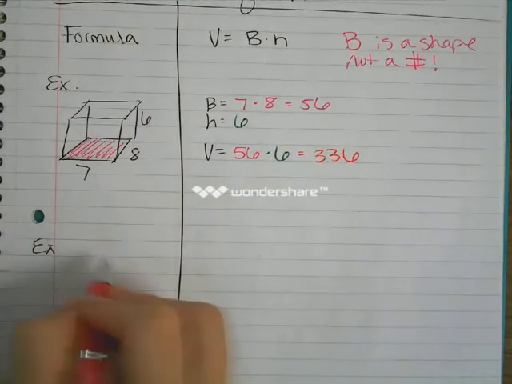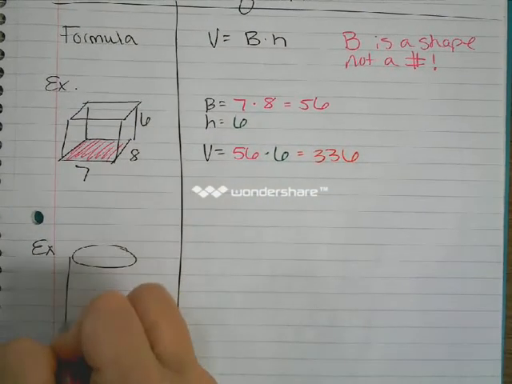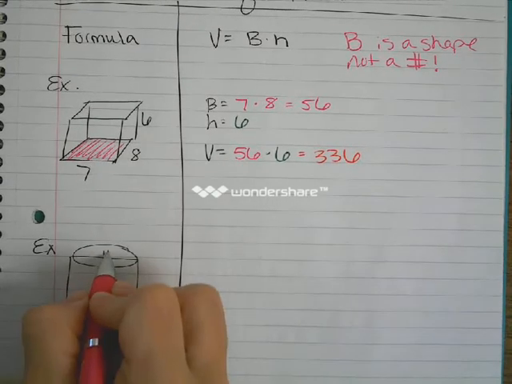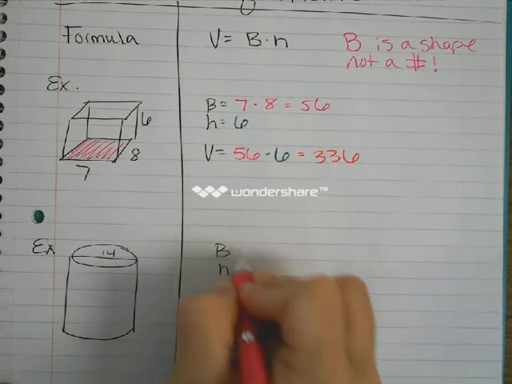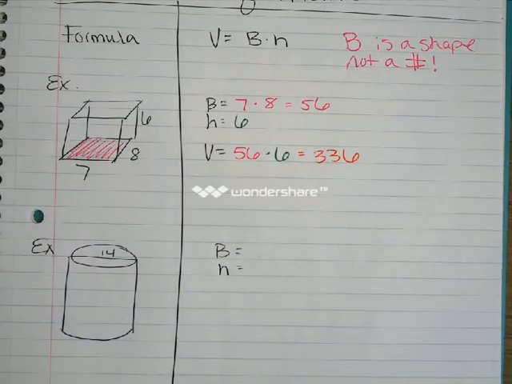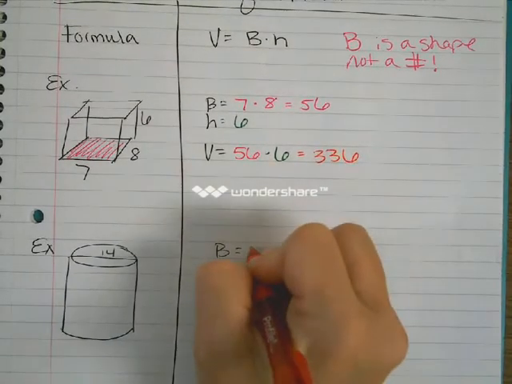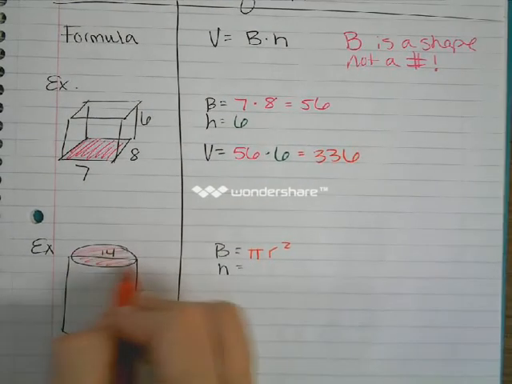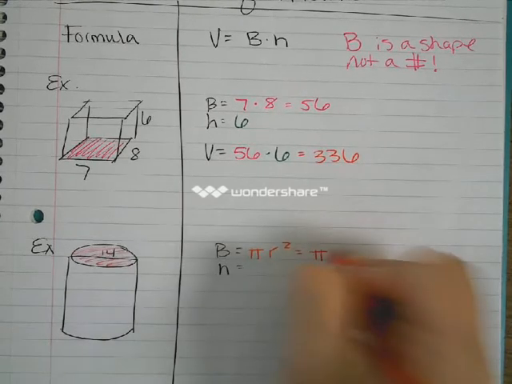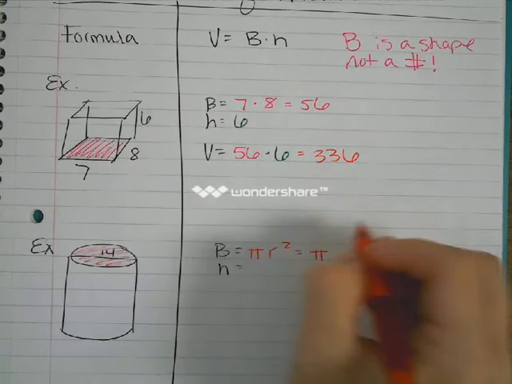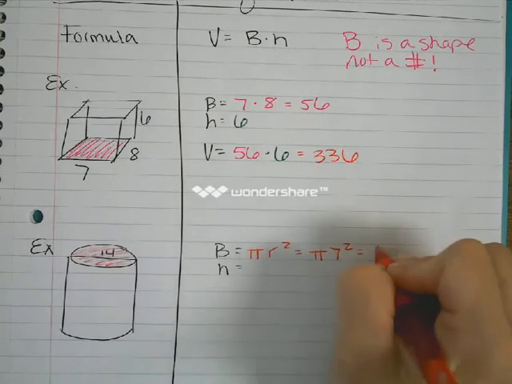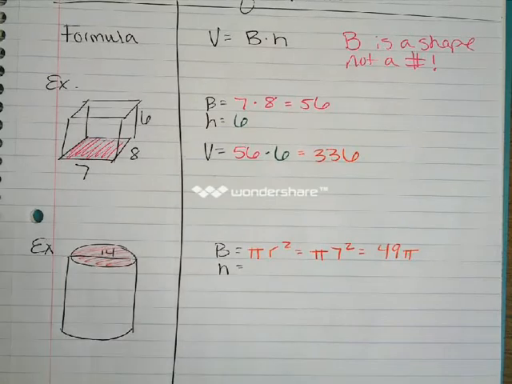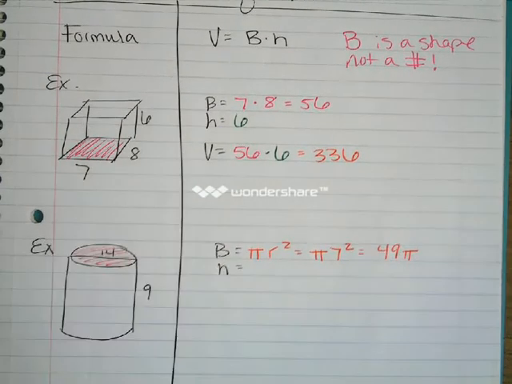What about a cylinder? Again, big B and H. Big B is a circle, so we have pi r squared. Okay. Our r is not 14. Our r is 7. So we have 7 squared, which is 49 pi. And I forgot to put the h in the picture. That was 9. So our h is 9.